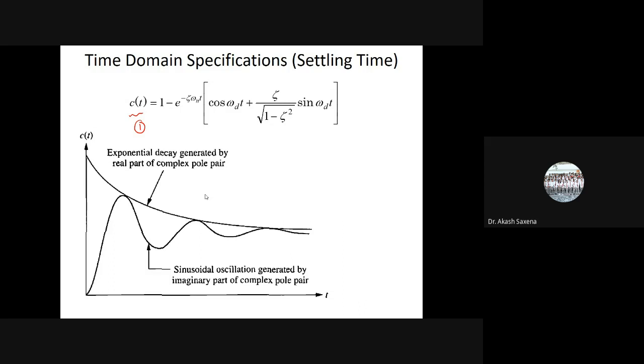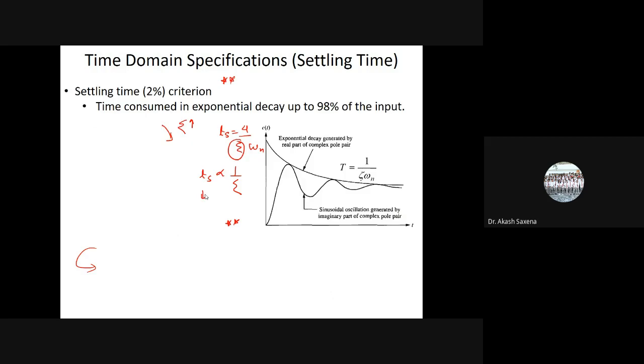It demonstrates the characteristic of the second order system with the exponential decay generated by the real part of the complex pole pair. If you have the real part of the complex pole pair negative, located in the left half plane, it will show an exponentially decaying response. The real part is negative, and the imaginary part also comes from this.